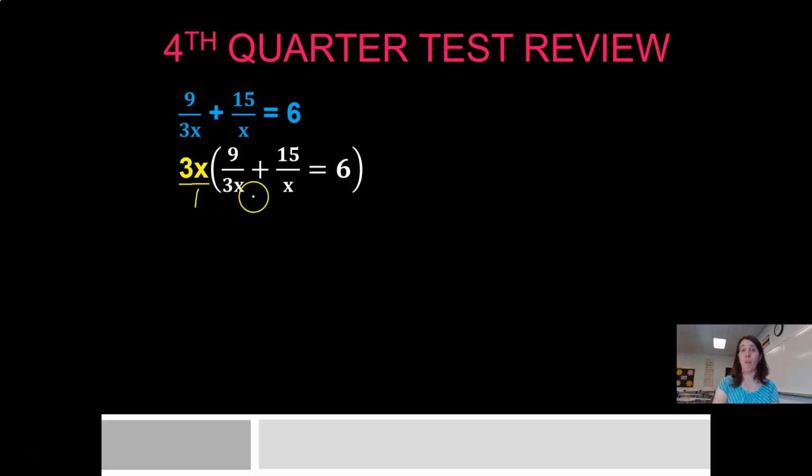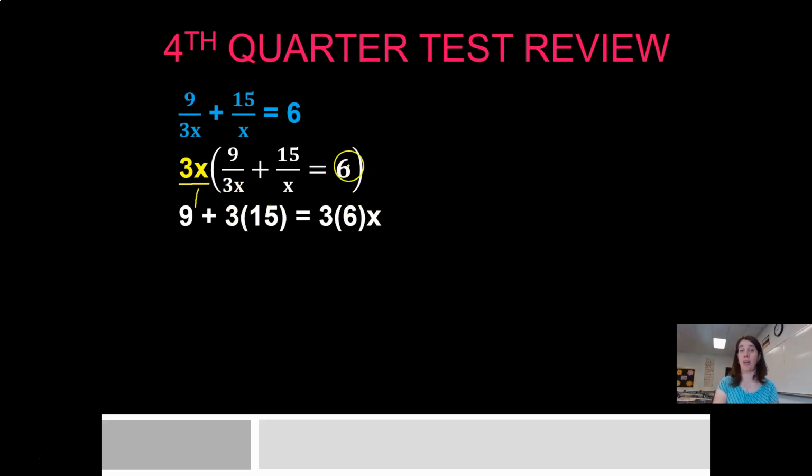Well, this first denominator is 3x. So the 3x that I'm multiplying by would completely cancel out the 3x in the denominator, which means I would just be left with the 9 from the numerator, and I drop down the plus sign. Well, the second fraction just has an x in the denominator, which means it would only cancel the x from my yellow common denominator, which means I'm left with the 3, and I'm also left with the 15. So I have 3 times 15.